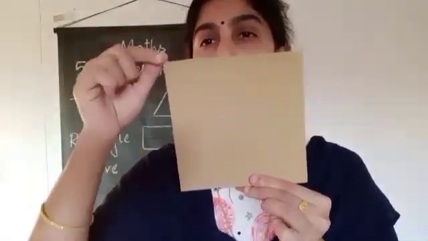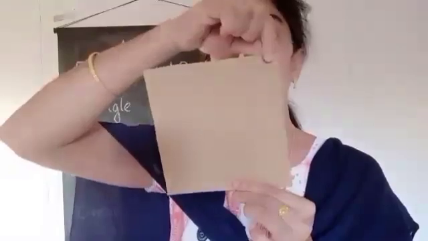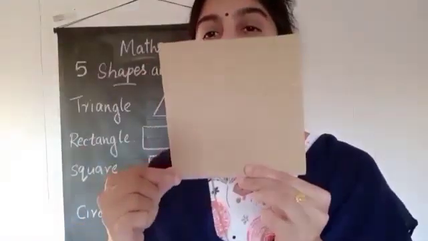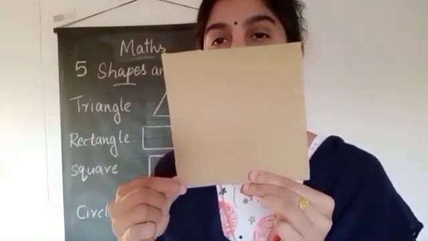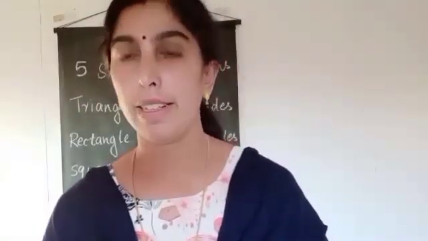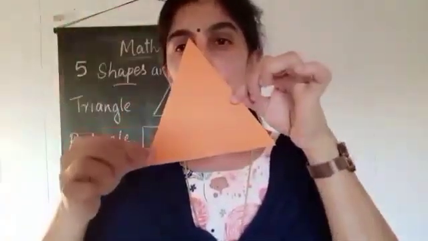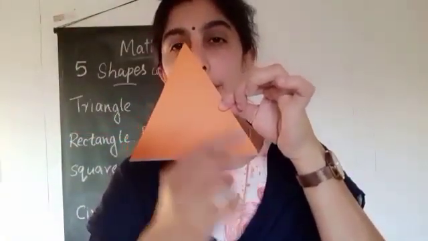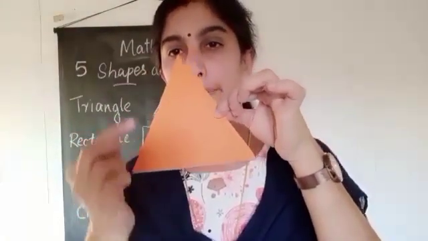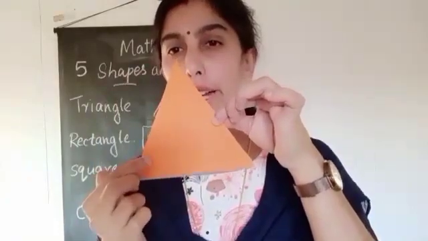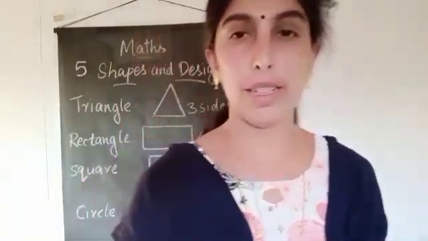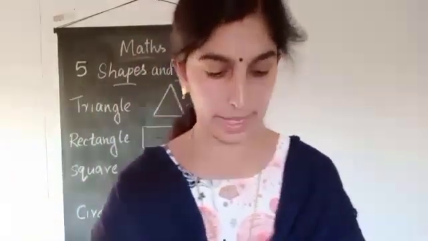square. Here also you can see 1, 2, 3, 4 corners. 4 corners you can see. In a triangle you can see 1, 2, 3. 3 corners you can see. These are the corners. So corner, you understood the corners.